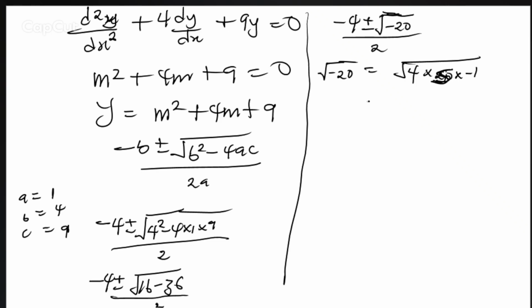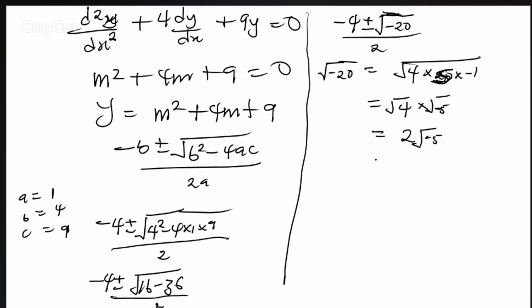Now, if you are splitting this, you are going to have square root of 4 times square root of 5. This is minus 5, because of your minus 1 here. Are we together? What is your square root of 4? Square root of 4 is 2. And you have root minus 5. Are we together?